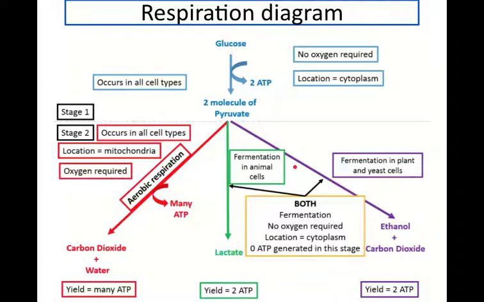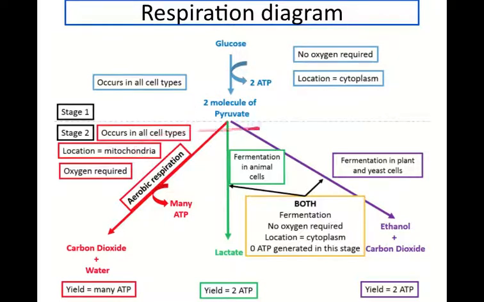Okay, so now we've been through all of the stages in more detail individually. Here's what it looks like when they're all put together. Stage 1 is the same in every cell and occurs whether oxygen is present or not. Glucose is broken down to 2 molecules of pyruvate, and this breakdown yields 2 ATP. This happens in the cytoplasm.